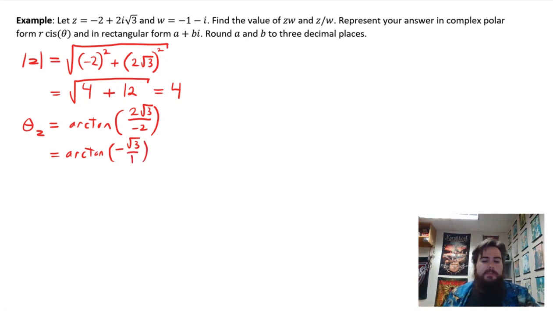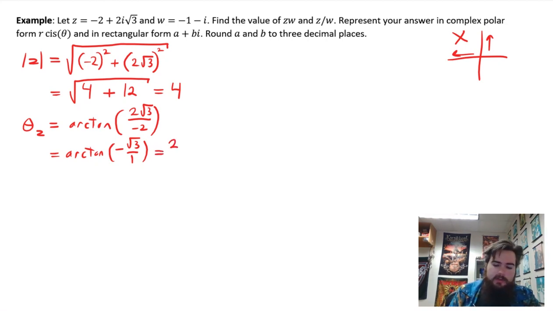But I also do need to keep in mind that the original complex number, negative 2 plus 2i root 3, would have a negative real and a positive imaginary. So that would be an angle measure in quadrant 2. And this ratio of square root of 3 over 1 we do recognize. In quadrant 2, this would be at 2 pi over 3. So my representation for z in complex polar form is 4 cis of 2 pi over 3.